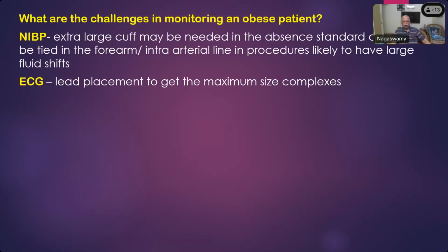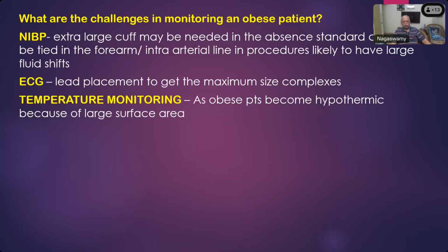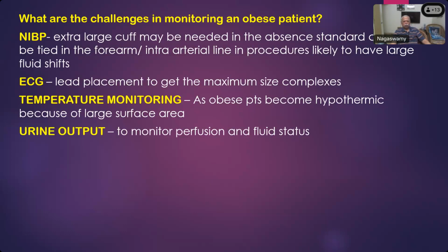ECG lead placement should get maximum size complexes, so you must fix the leads and make sure that the ECG tracings are well seen. These patients usually become very hypothermic, and hypothermia can delay the emergence as well as cause other complications like coagulation problems and poor wound healing. So temperature monitoring becomes more important, and urine output also has to be monitored for adequate perfusion and fluid status.